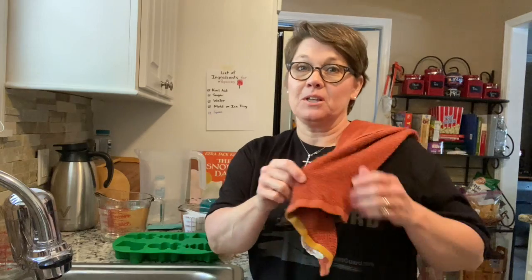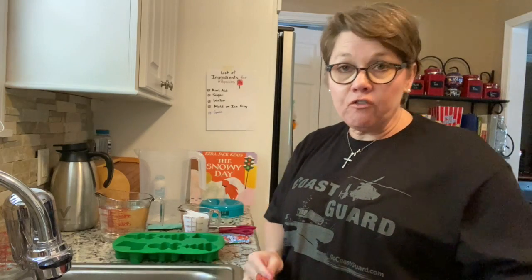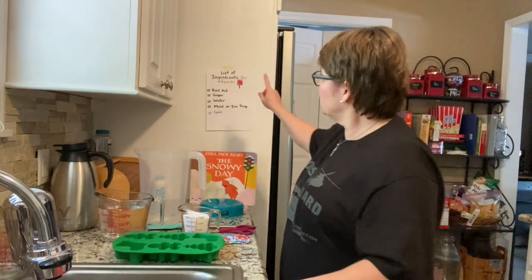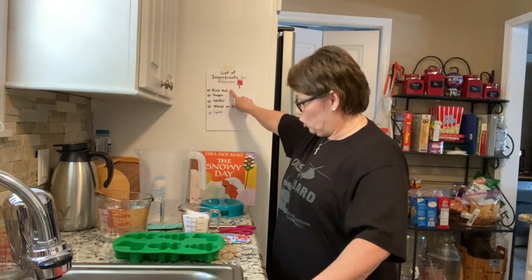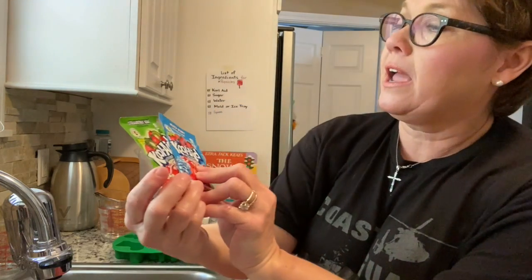Do you like popsicles? I do too. I love popsicles. So we're going to make some today. The first thing that I did was I made a list of everything that we might need to make our popsicles. The first thing that we need is some Kool-Aid. I have 2 packets of Kool-Aid. I have mixed berry and strawberry kiwi.